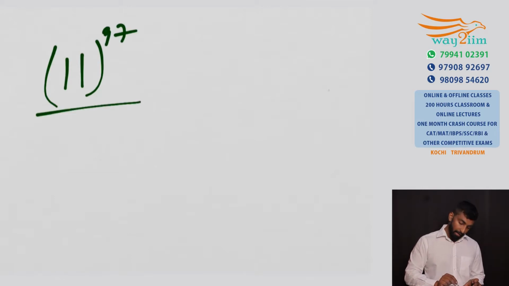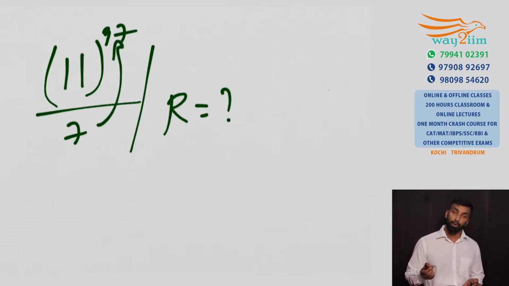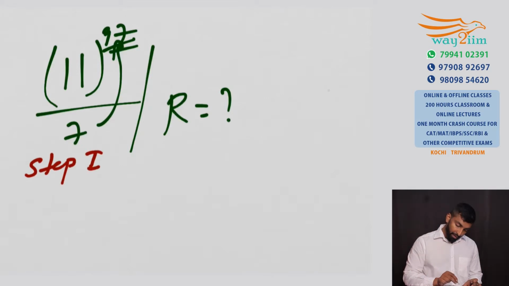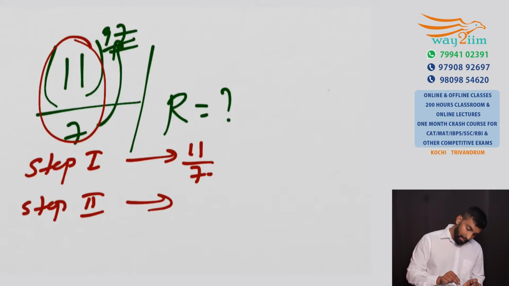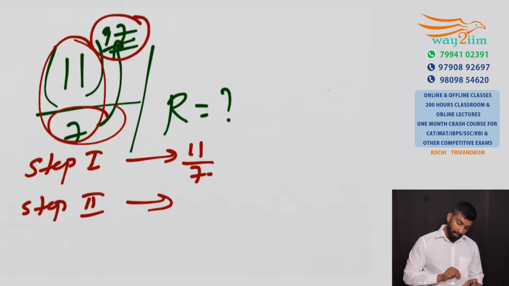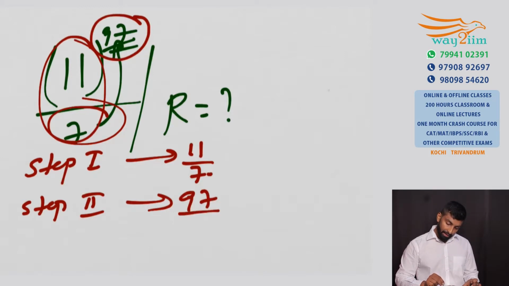How will you do it? If it was 11 raised to 97 divided by 7, you need to see the remainder. Basically you need to write the power 97 in terms of Euler's number. Then take that series out completely. Then see what number is left out and solve it. Now how you're going to solve it: step 1, you divide 11 by 7. You did that. Now step 2, divide the power of the numerator by the Euler's number of the denominator, that's how I'm going to divide that power in terms of Euler's number. So 97 by 6, and see what the remainder is.